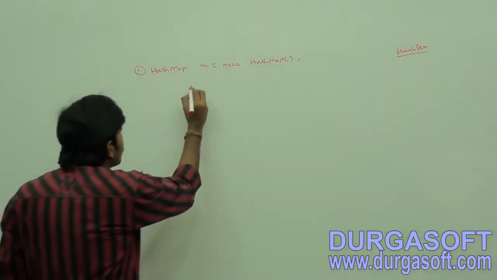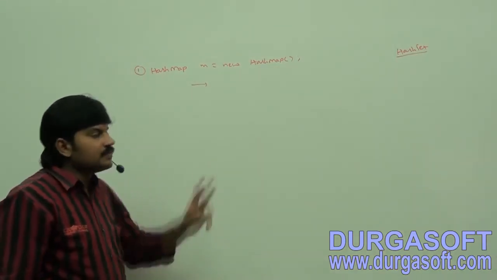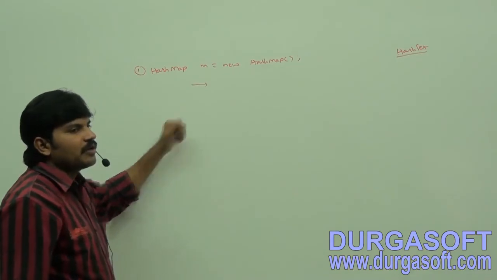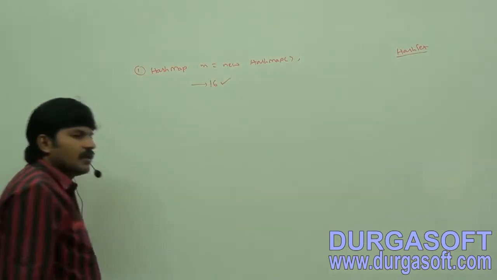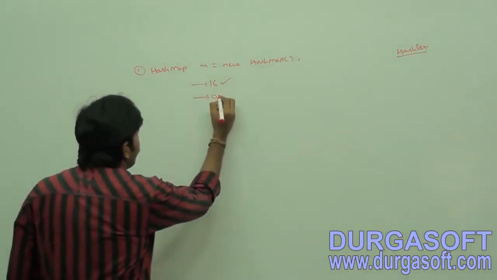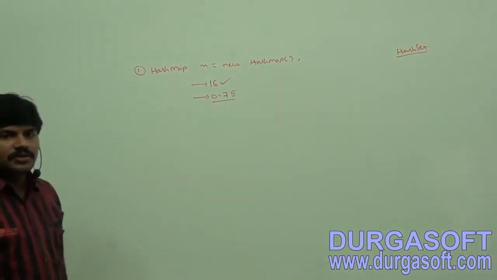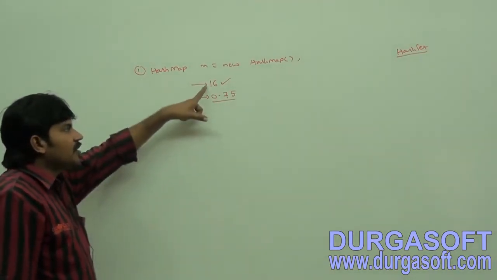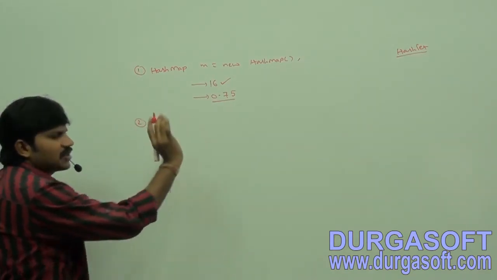It creates an empty HashMap object with the default initial capacity 16 and the default fill ratio 0.75. This is the first constructor.